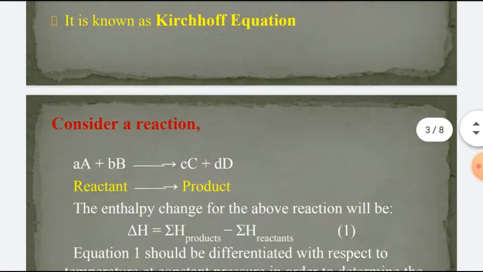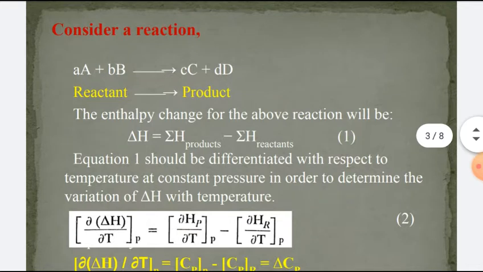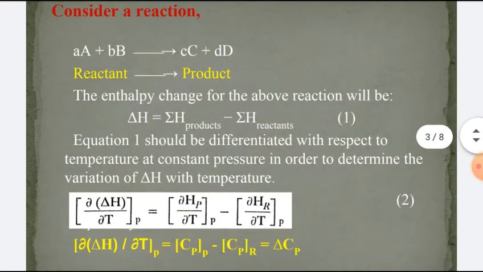Consider a reaction in which reactant converts to the product. The enthalpy change for the above reaction will be enthalpy of product minus enthalpy of reactant. This equation should be differentiated with respect to temperature at constant pressure in order to determine the variation of delta H with the temperature. Then it converts into equation 2.